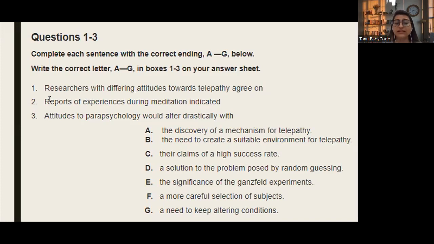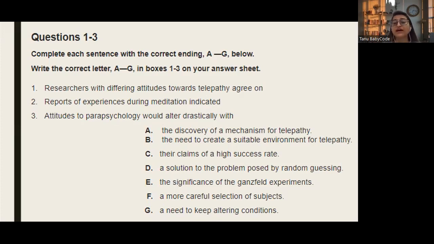You have to see the possible endings, underline your keywords, go to the paragraph, start scanning, and then find out your answer. Second says reports of experience during meditation indicated. So you can underline your highlighted keywords, scan the paragraph, look for the endings, and then decide your answer. Make sure you're making the grammatical structure correct. Okay. Attitudes to parapsychology could alter drastically with. So again, highlight your keywords, go back to the paragraph, start scanning, check the correct sentence, which has no errors in the grammatical structure, and then finalize your answer.